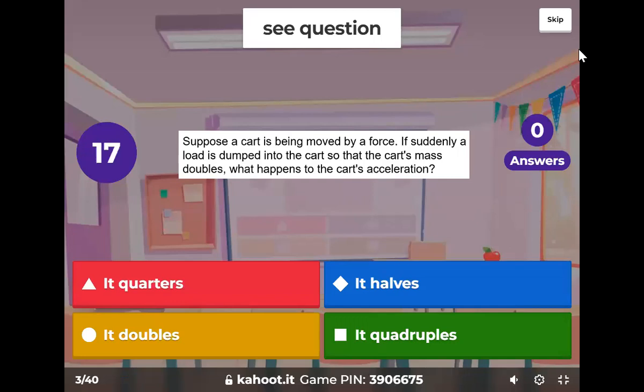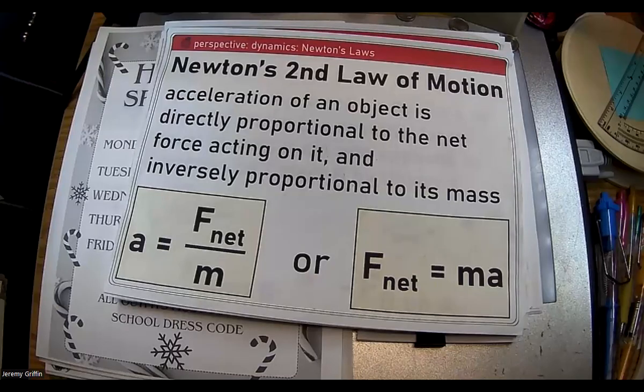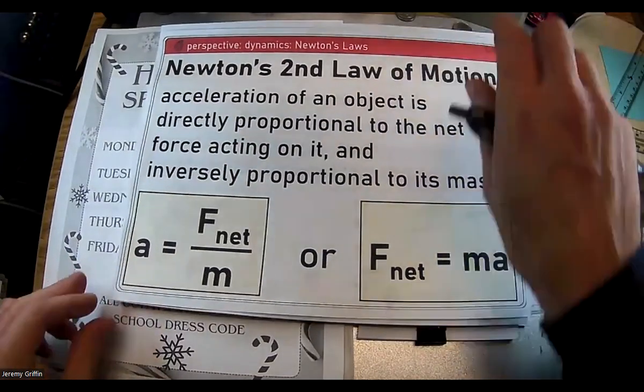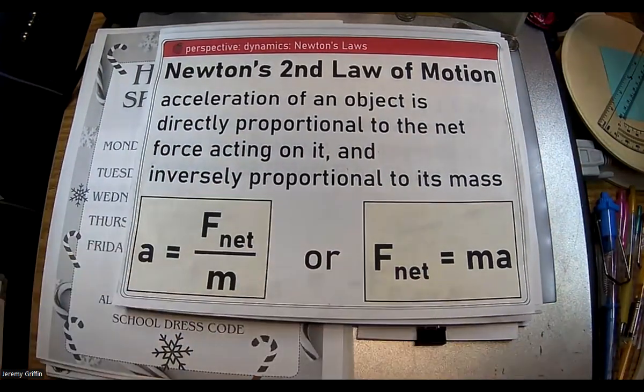Suppose a cart is being pushed by a force. Suddenly, a load is dumped into the cart so that the cart's mass doubles. What happens to the acceleration? Yeah, you get half. All right, you guys knocked that one out real fast. Look at the poster. Sorry, pushing a cart with some force. If you double the mass, you get half the acceleration. Boom. Inverse relationship.